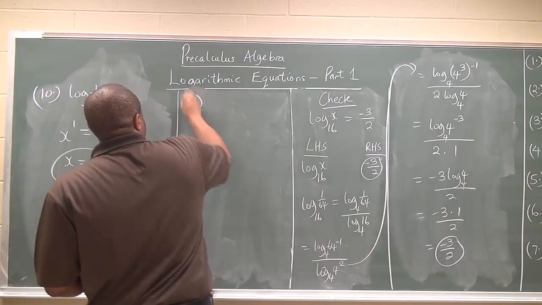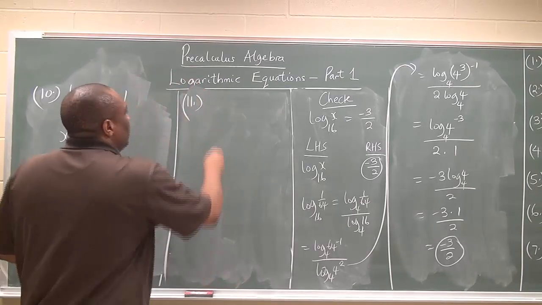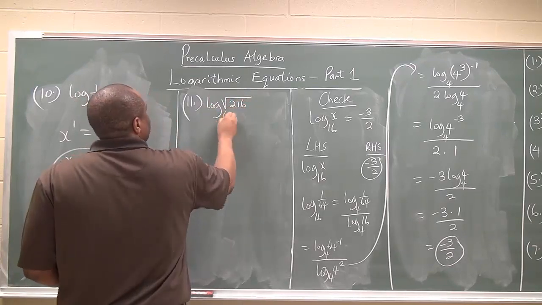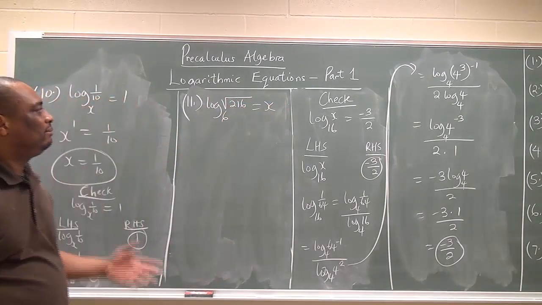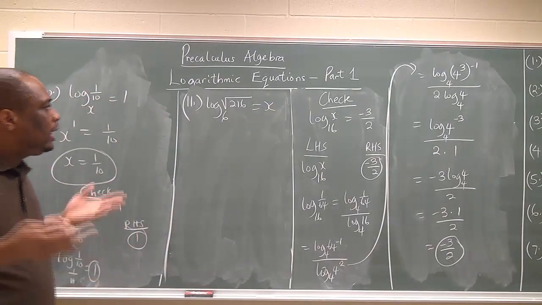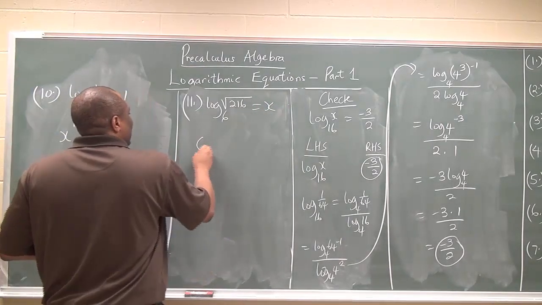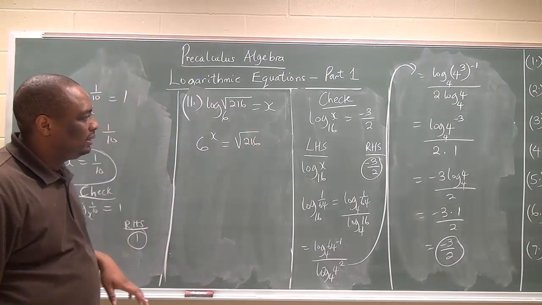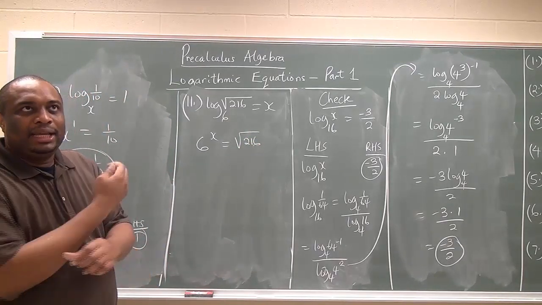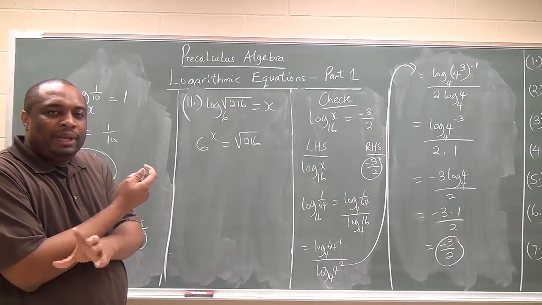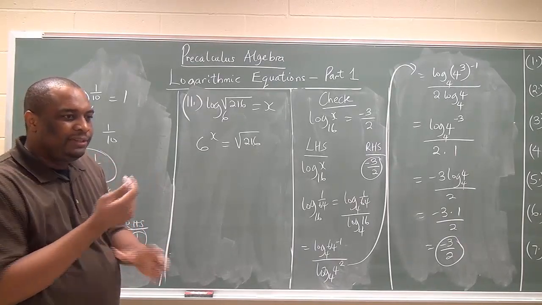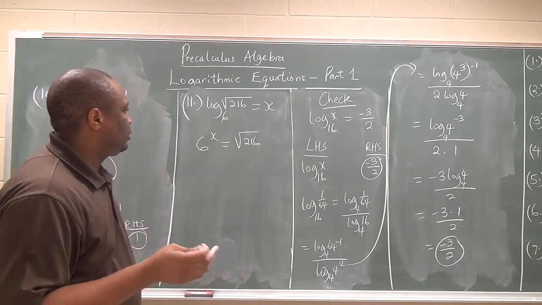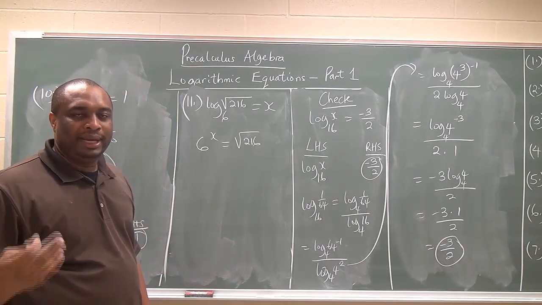Question 11. This is log base 6 of the square root of 216 equal to x. Let's bring some radicals here, although this is pretty simple anyway. So this is 6 exponent x is square root of 216. Now can you find the square root of 216? Probably it will not give you an integer, because if it was cube root, then it would be 6. The square root will give you a decimal.